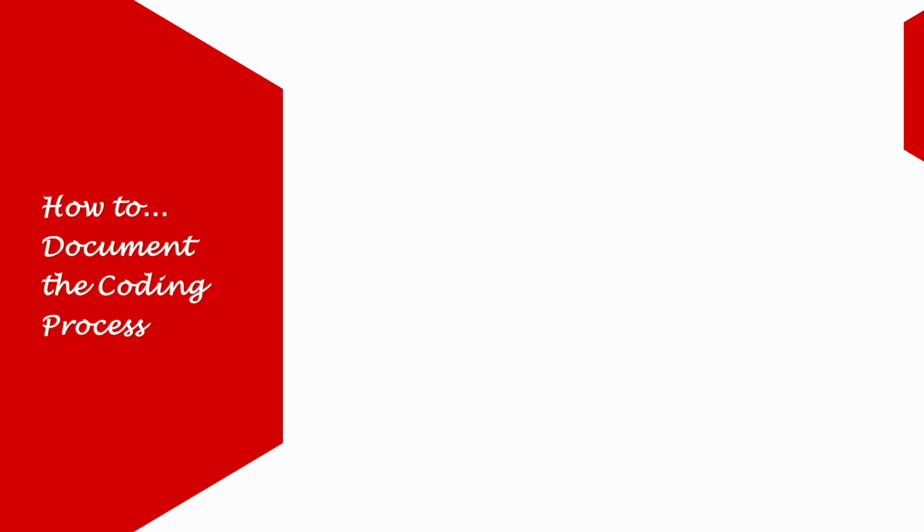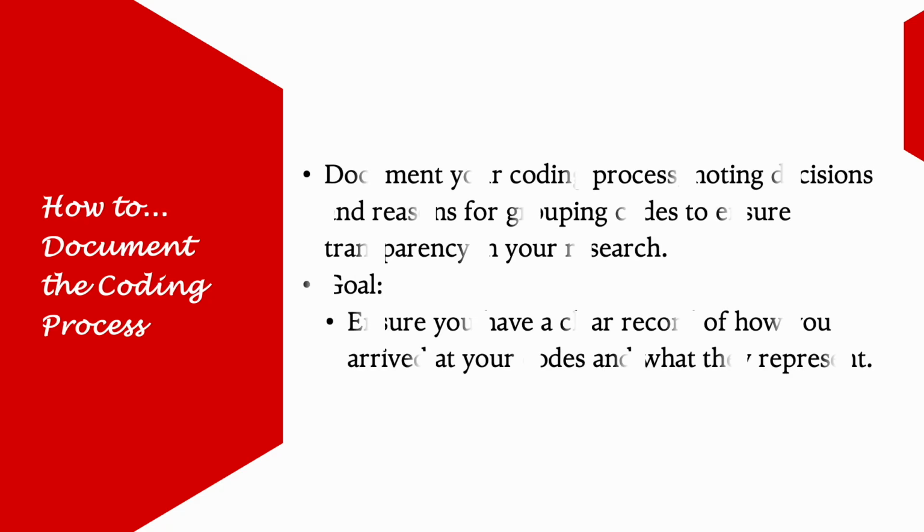And how to document the coding process? Document your coding process, noting any decision you made and why you grouped certain codes together. This will be important for transparency in your research process. So the goal is to ensure you have a clear record of how you arrive at your codes and what they represent.